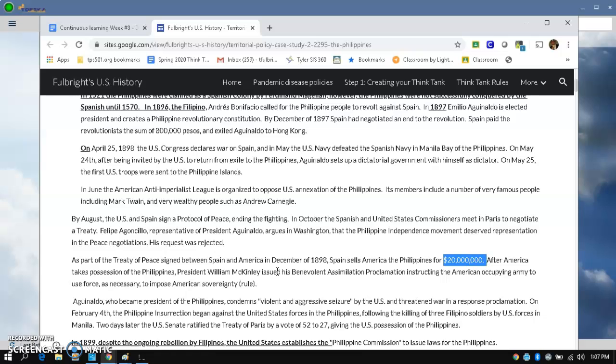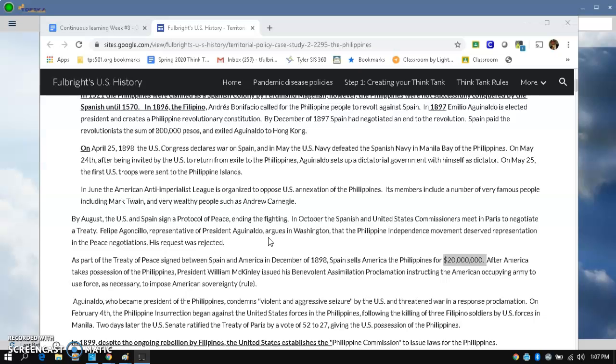Quite a bit of money, but we took possession of the Philippines. Just imagine how the Filipinos felt about this. They had just been fighting a war for independence against the Spanish. We helped them defeat the Spanish. They maybe believe that they're going to now have their independence. But what happens is they end up being owned by America.